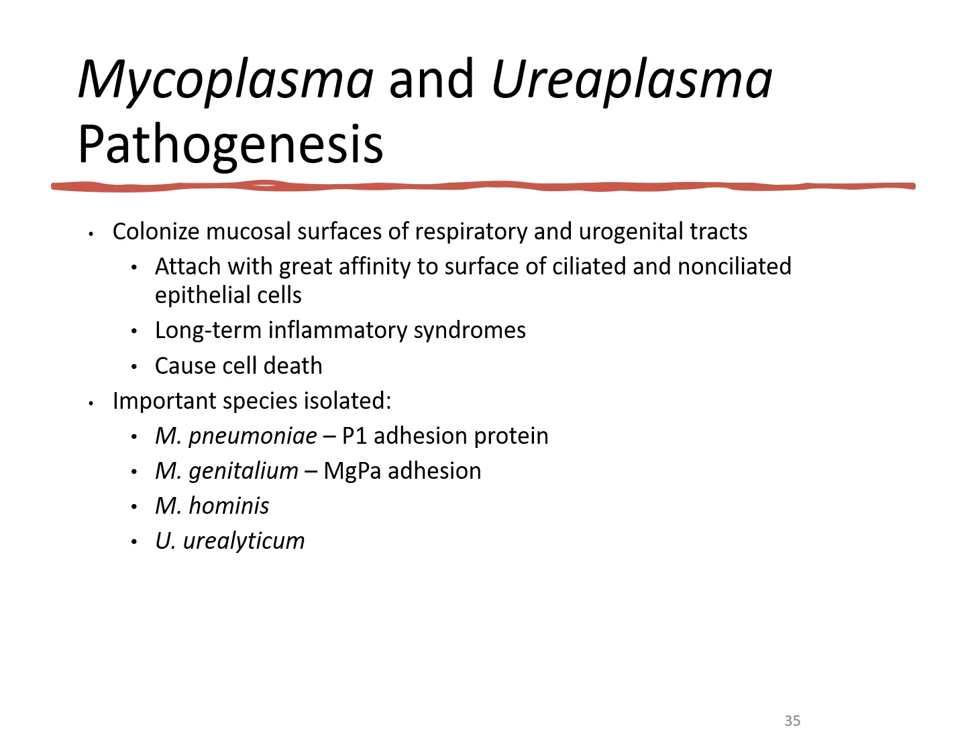These organisms colonize the mucosal surfaces of the respiratory and urogenital tracts, and they do this by attaching with great affinity to the surface of the ciliated and non-ciliated epithelial cells, and they cause long-term inflammatory syndromes and can cause cell death. Some of our important species that would be isolated would include Mycoplasma pneumoniae, which has a P1 adhesion protein, Mycoplasma genitalium, which has an MgPa adhesin, Mycoplasma hominis, and Ureaplasma urealyticum.